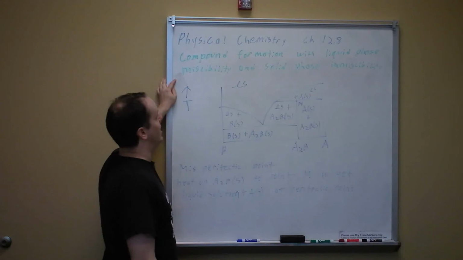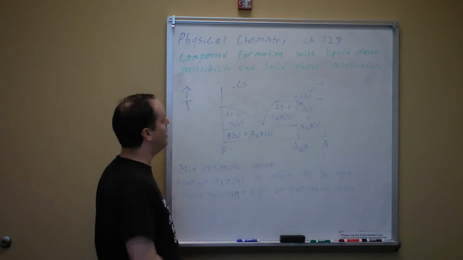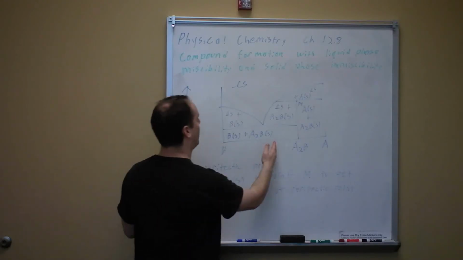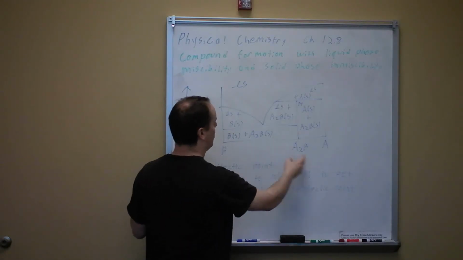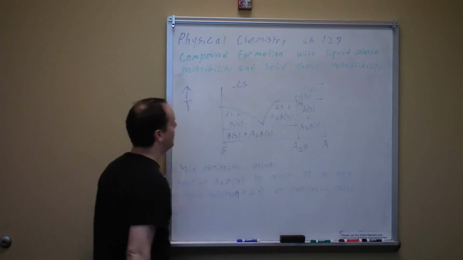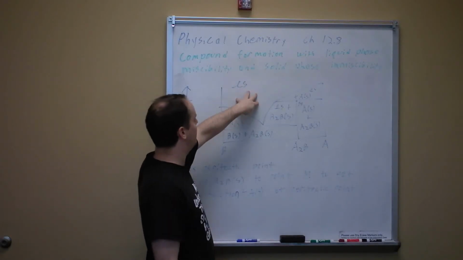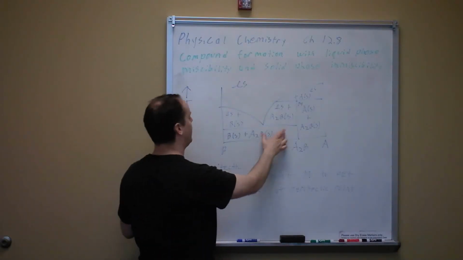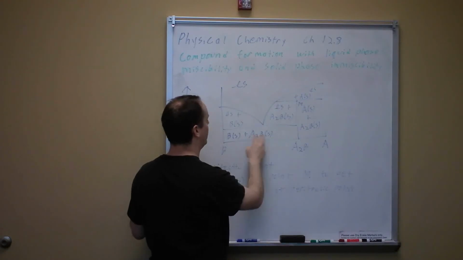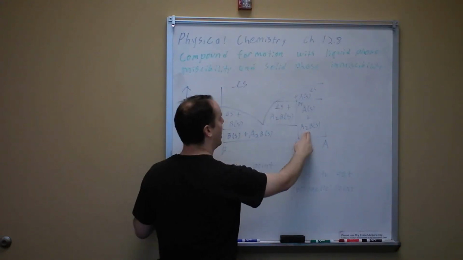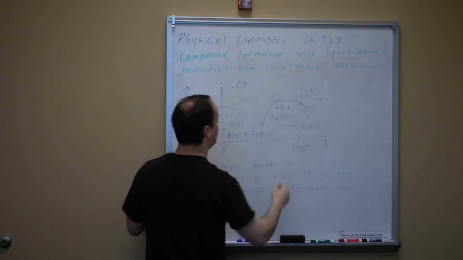Okay, just like on the previous slide, here we have a compound formation where we have liquid phase miscibility and solid phase immiscibility, but instead of having a 1-to-1 compound of AB, we've got a 2-to-1 compound of A2B. It's still the same though. We have liquid solution up here, and then we have solids down here. We have B solid and A2B solid here, or A solid and A2B solid here.